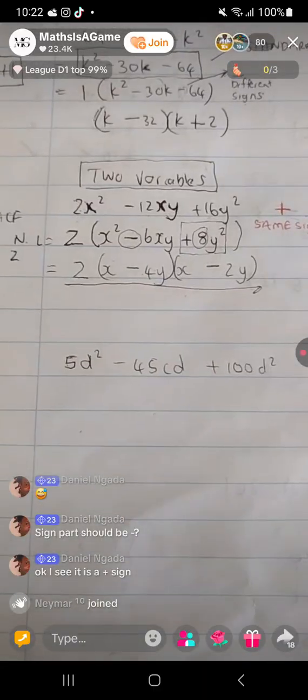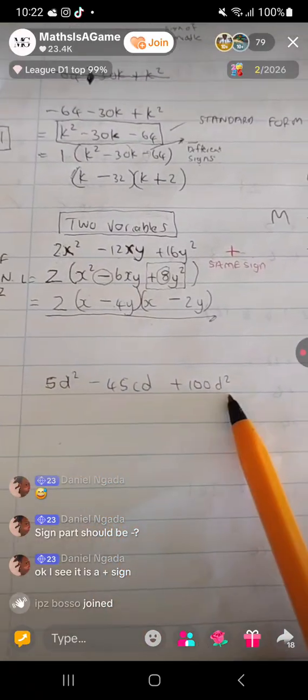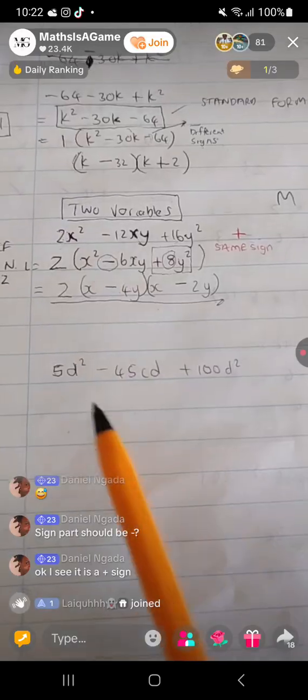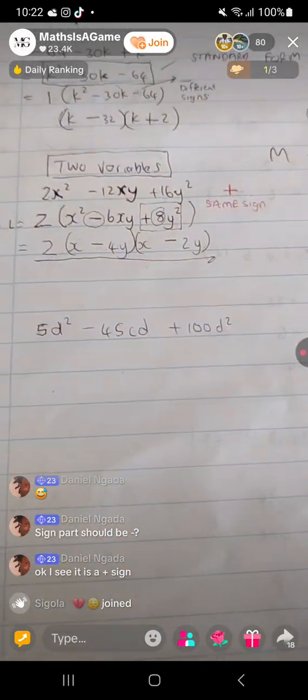Okay, I think we've at least given you enough time. Let's go ahead and do it. Look at the expression. How many terms do we have? We have 3 terms, guys. Is the order fine? Yes, it is. Do we need to apply the sign change rule? No. Do we have a highest common factor?